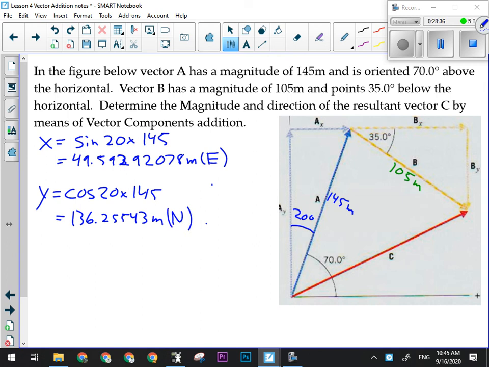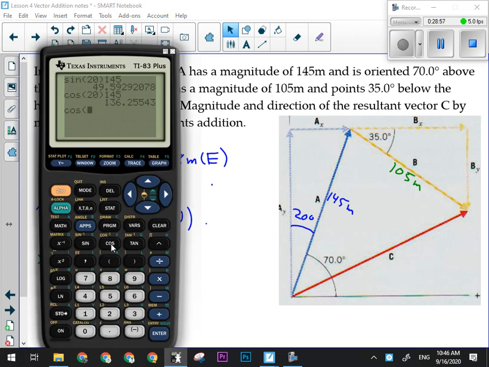And okay, so let's go through that triangle then. I don't have a yellow marker, so I'm going to do it in green. Okay, so the X component for our second triangle is the adjacent side, so that'll be cos of 35 times the hypotenuse of that triangle, which is 105. Okay, so 86.010.